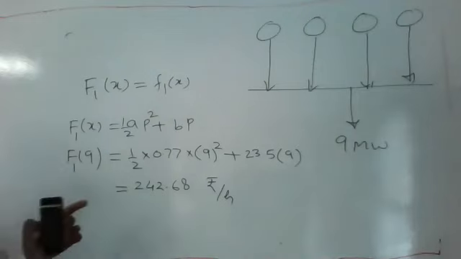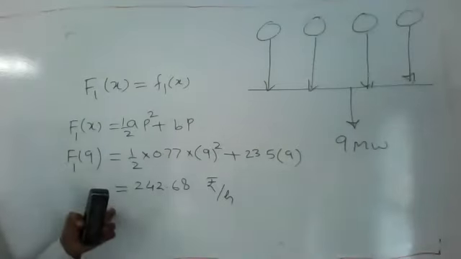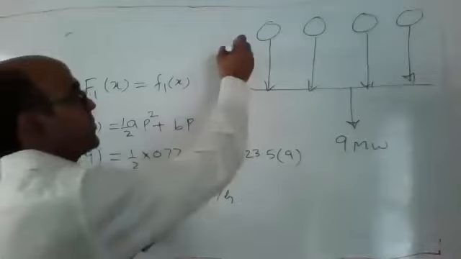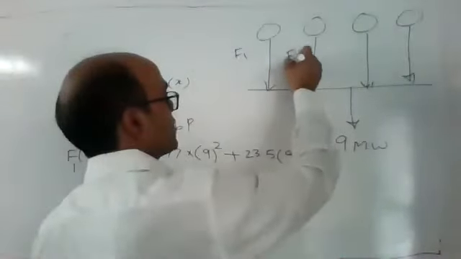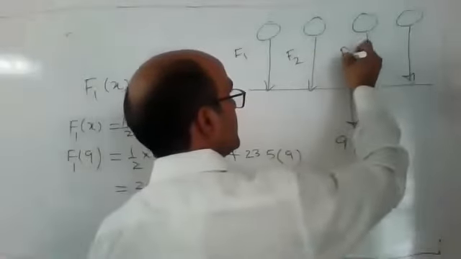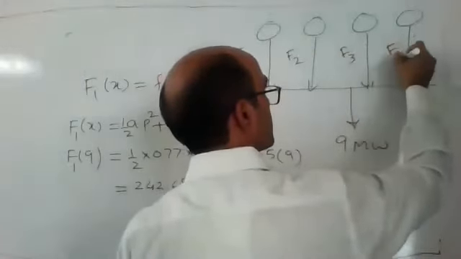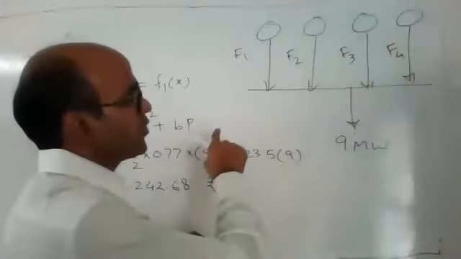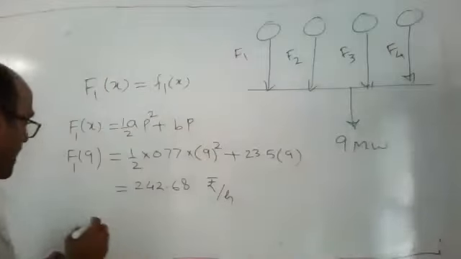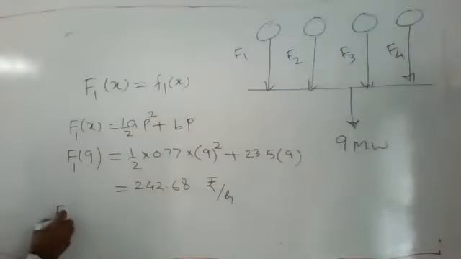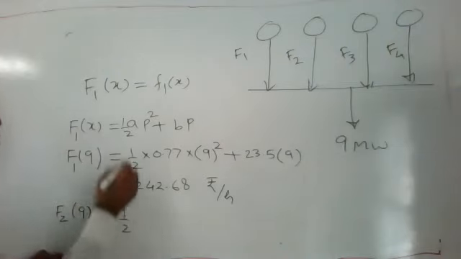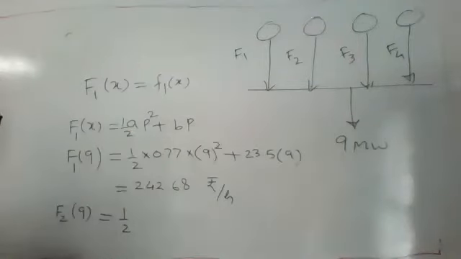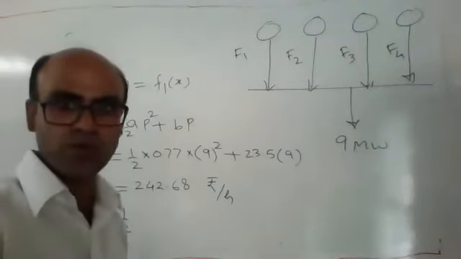Now similarly, this is for generator number 1, F1. You have to find it for generator number 2, generator number 3, and generator number 4. So you have to find it for all generators. Similarly, you have to find F2(9). This is the general function, 1 by 2 A P square plus B P, with A for generating unit 2.